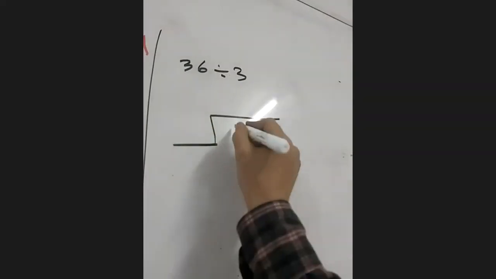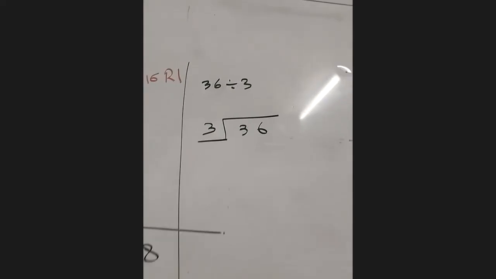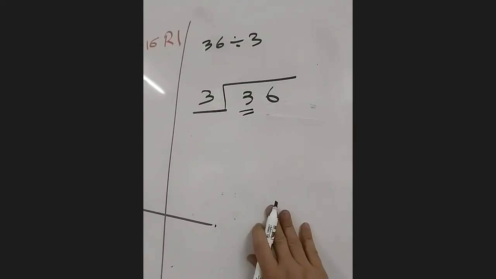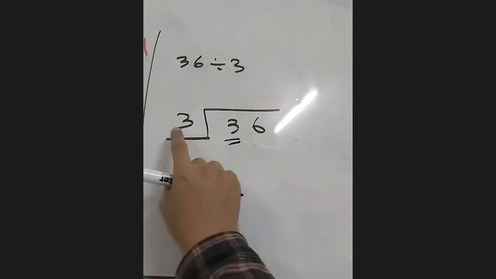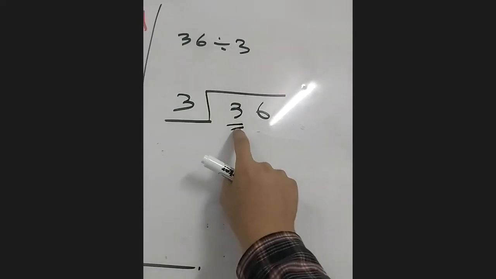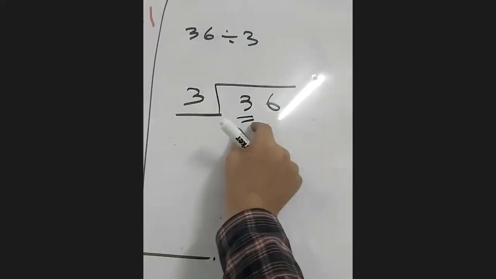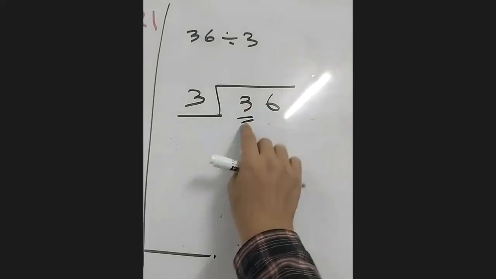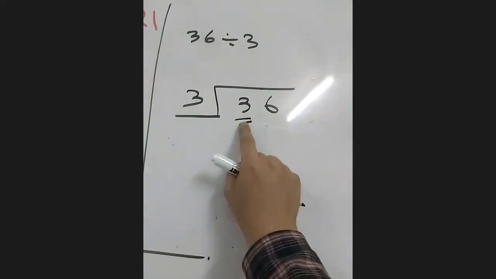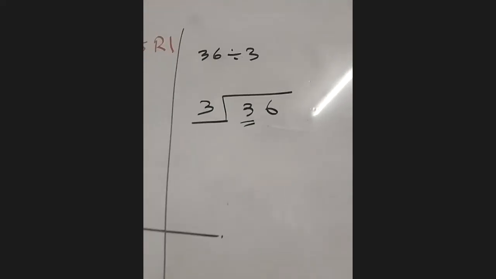Here is 36 and here is 3, right? Yes. Now where will you start, with the first number? Yes. Now 3 equals 3, right? We said if this number is less than the divisor, we cannot start with it, we will take both numbers. But this number equals 3, so we can start with it. I will ask you a question. 3 divided by 3 is 1.